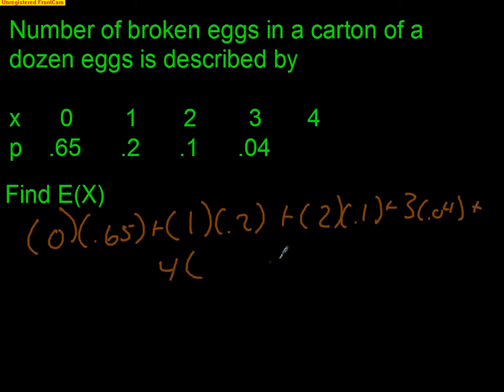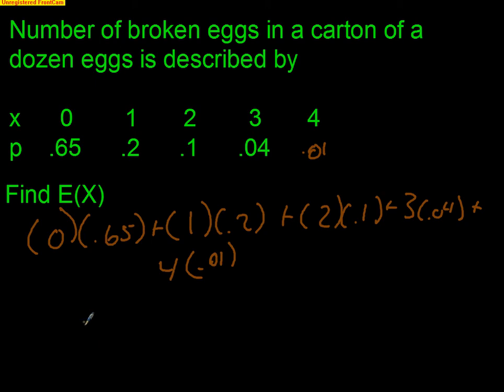and what number goes here for 4? It's 0.01, right? Unless I added that up wrong. Let's look at it again. 65, 85, 95, 99. Now we're at 100%. So it's 4 times 0.01.